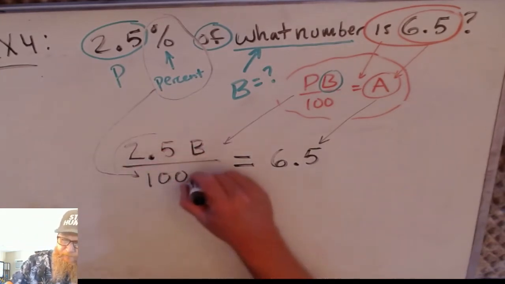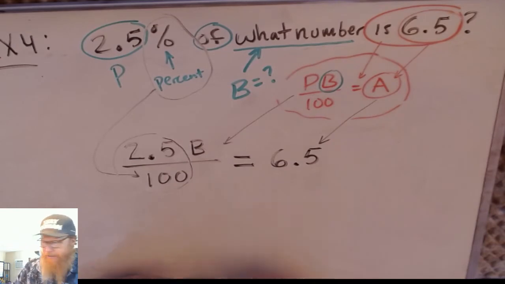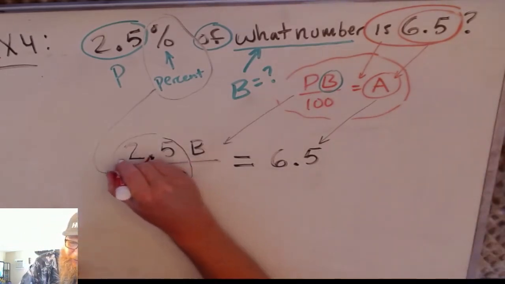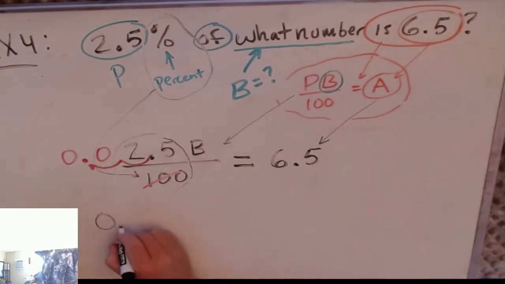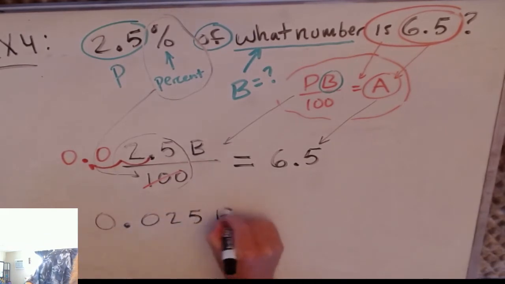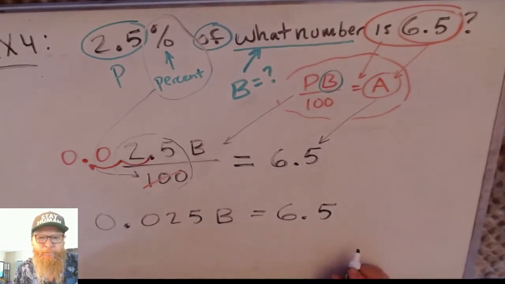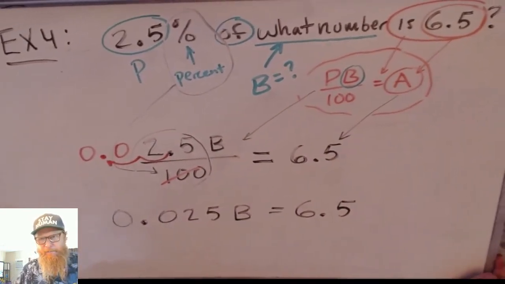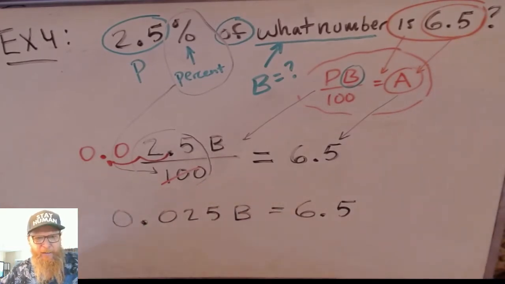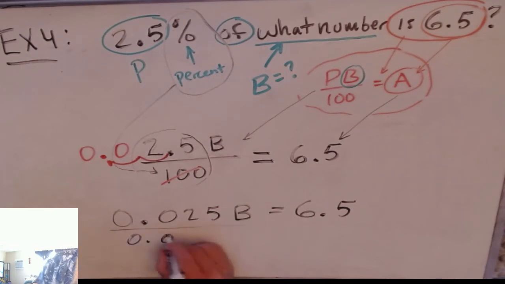Okay. You're going to divide this by 100. Remember how to divide by 100? You cross off the 100 and you move the decimal 2 places to the left, adding a couple zeros like that. So now you have 0.025B is 6.5. Nice review of all the rules of division, especially division of powers of 10. Okay. And now you're going to divide both sides by 0.025.